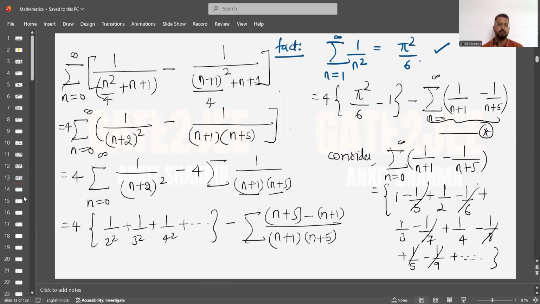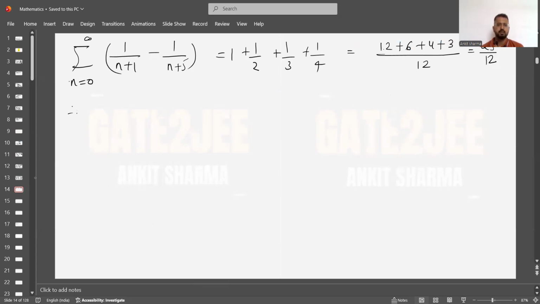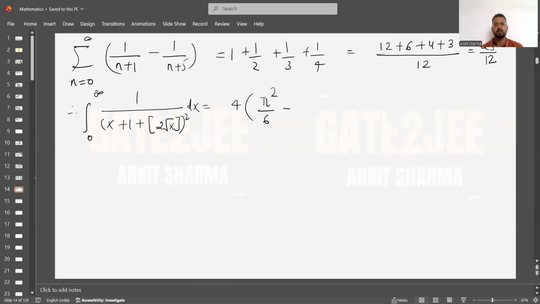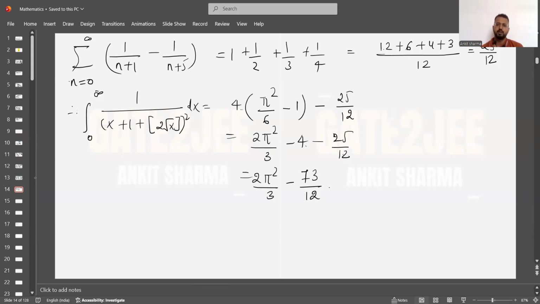So the final value would be, therefore, this integral from 0 to infinity of 1 over (x plus 1 plus the box of 2 root x) squared dx will be equal to 4 times (pi squared over 6 minus 1) minus 25 over 12. So this gives me 4, and this thing gets cancelled. So 2 pi squared over 3 minus 4 minus 25 over 12. So this gives me 2 pi squared over 3 minus (12 into 4 is 48, minus 25) 73 over 12.